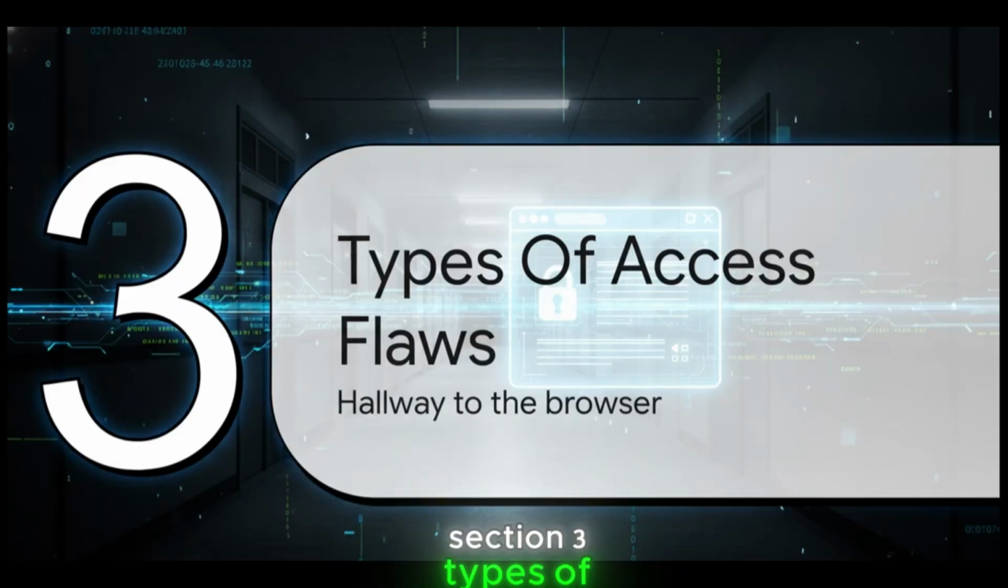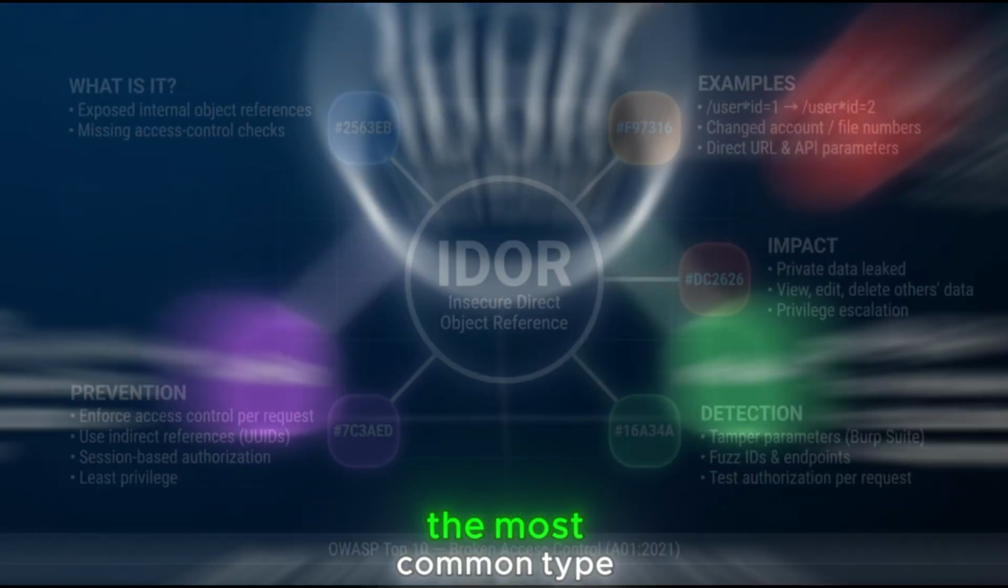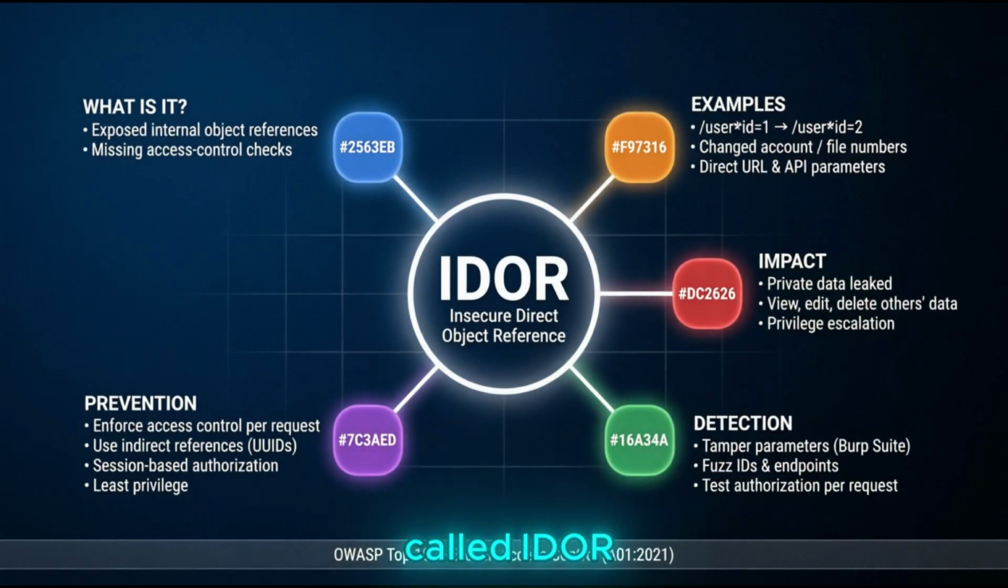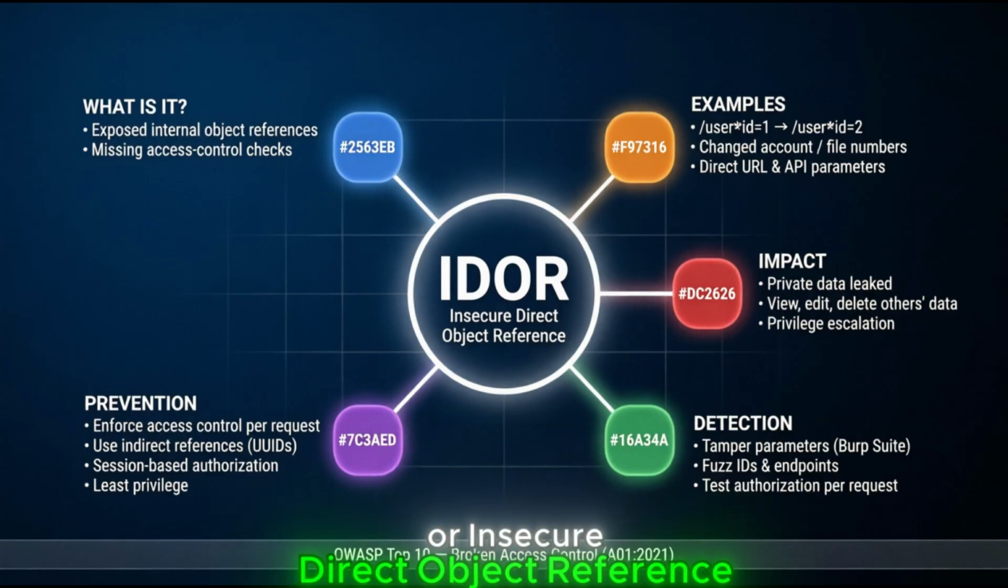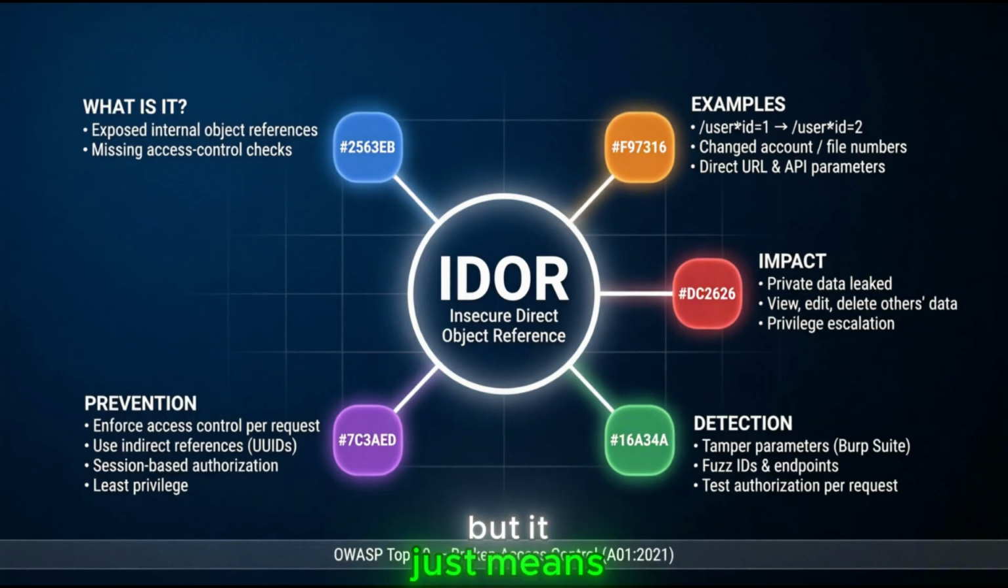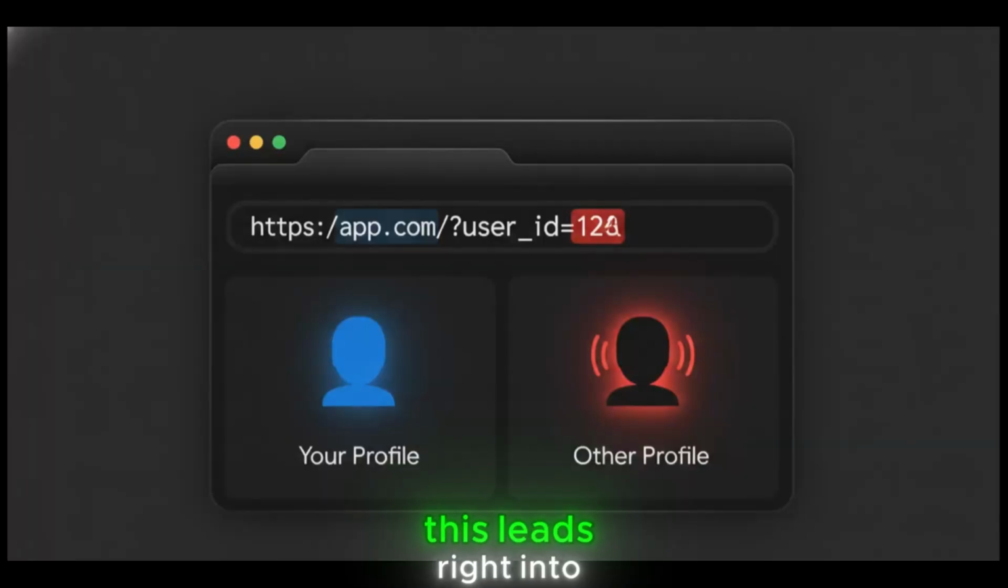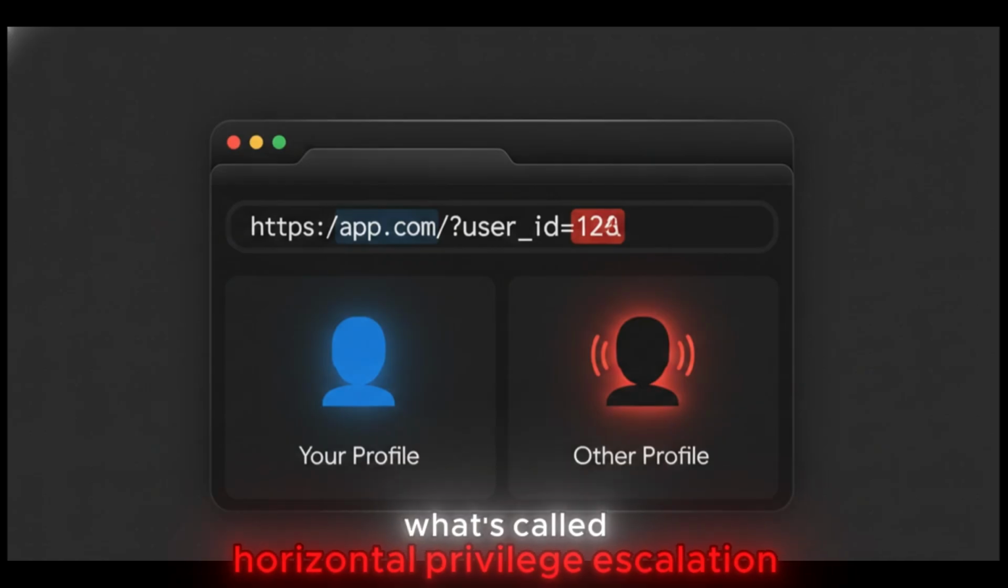Section 3. Types of access flaws, from the hallway to the browser. The most common type of this flaw is called IDOR, or Insecure Direct Object Reference. Now, I know that sounds like a bunch of heavy technical jargon, but it just means the application gives you a direct handle to a resource, like an account number in a website link, but completely forgets to check if you actually own it. This leads right into what's called horizontal privilege escalation.